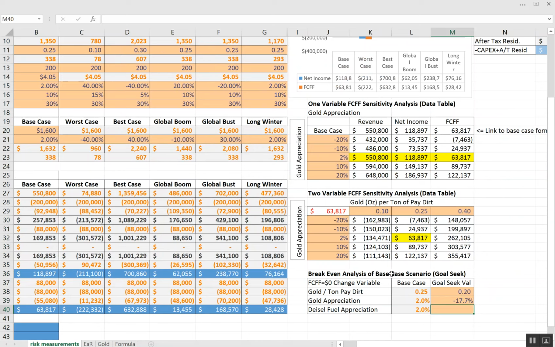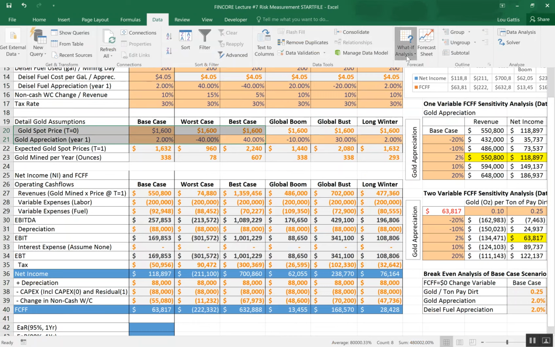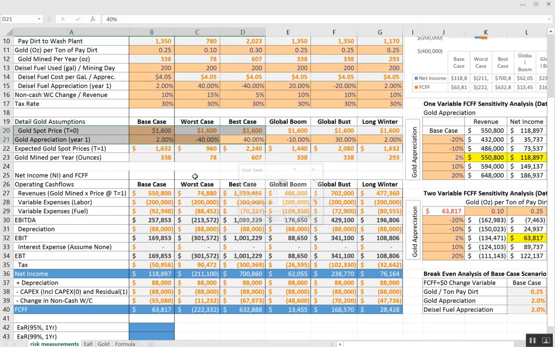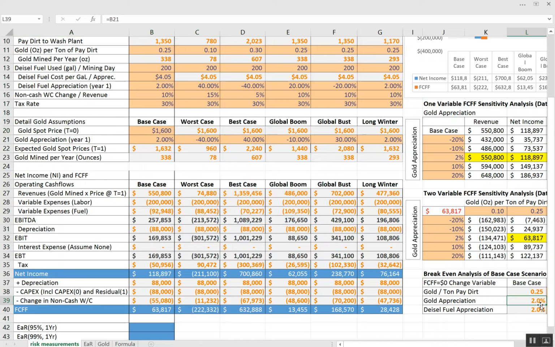And I can see my exposure to diesel fuel prices. So I can do a what if, data, what if, goal seek, set free cash flows to 0 by changing appreciation of fuel. And it looks like I only have negative cash flows if fuel prices more than double, 102%. So I can type that in.